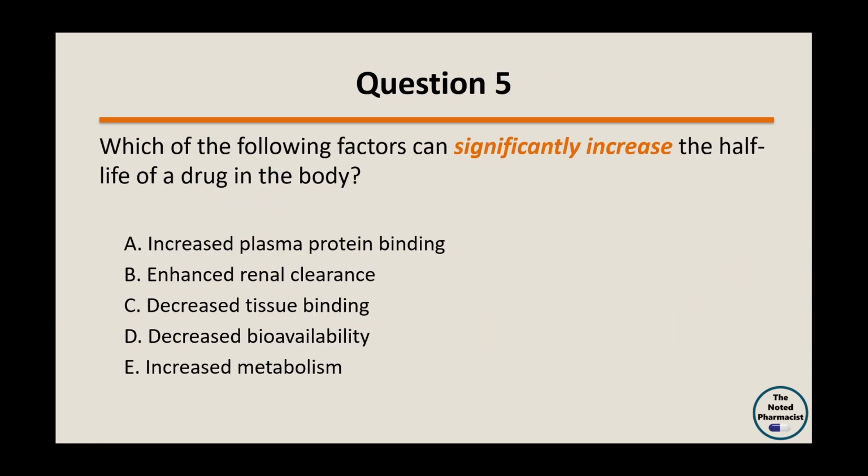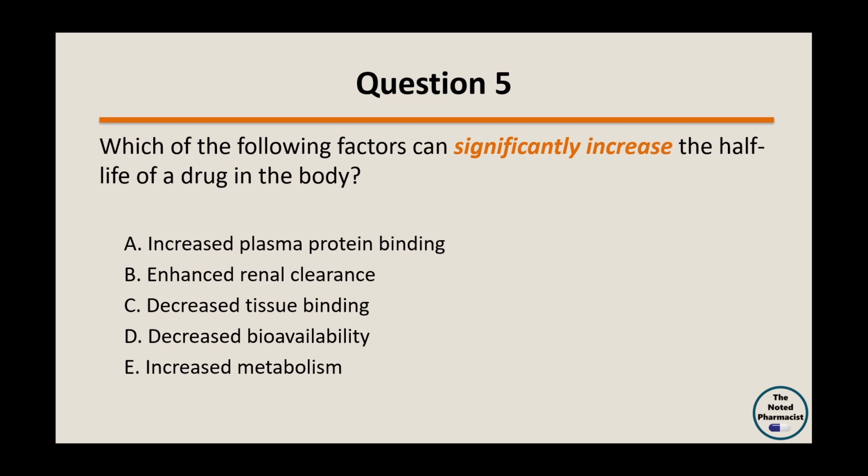Question 5. Which of the following factors can significantly increase the half-life of a drug in the body? Option A, increased plasma protein binding. Option B, enhanced renal clearance. Option C, decreased tissue binding. Option D, decreased bioavailability. Option E, increased metabolism.